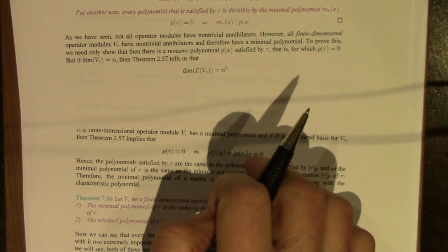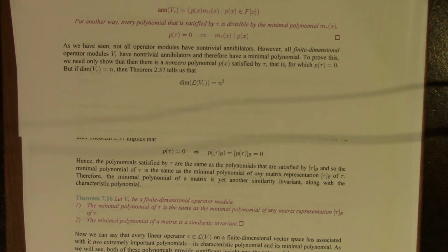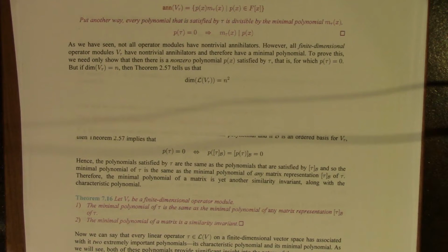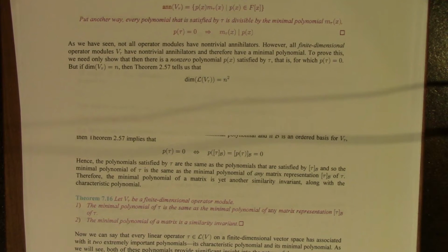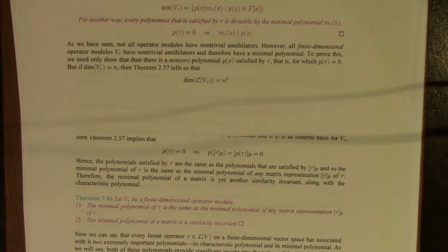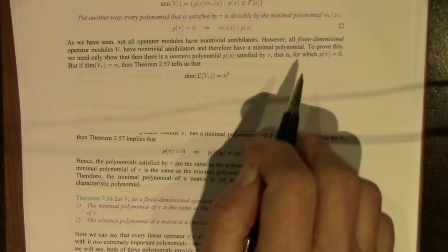Well, we've seen that not all operator modules have non-trivial annihilators. If the module has a trivial annihilator, it doesn't have a minimal polynomial. But all finite dimensional operator modules, which are the ones we're mostly interested in, have non-trivial annihilators, and therefore they have a minimal polynomial, or more specifically, tau has a minimal polynomial. And to prove this, all we need to do is show that there's a non-zero polynomial p(x) satisfied by tau.